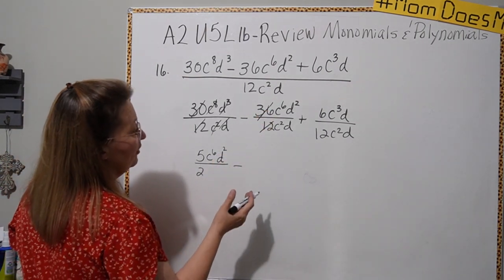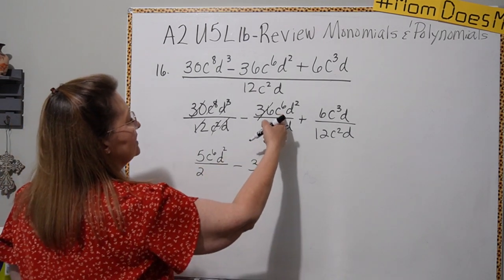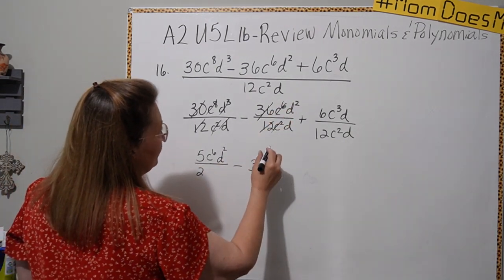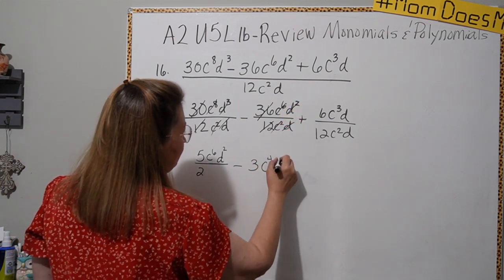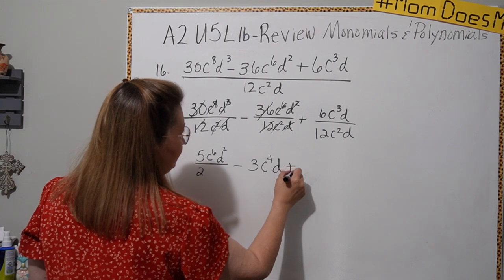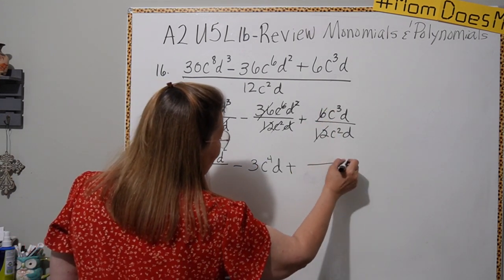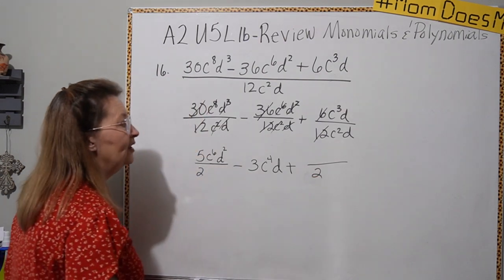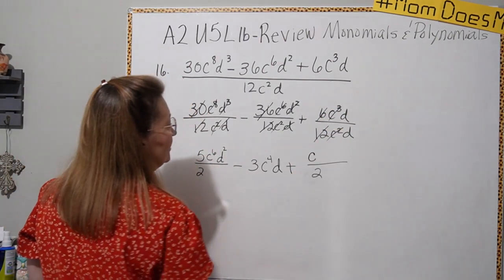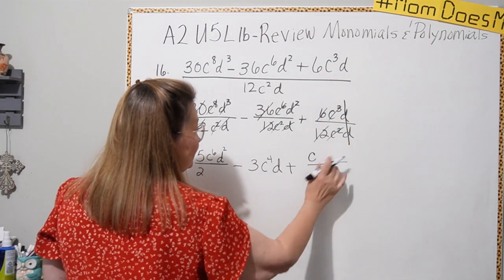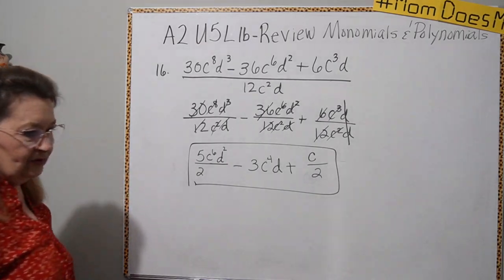My next one, 36 over 12. Well, 12 will go into both of those. That'll be 3 on the top. And c to the 6th over c squared is going to be c to the 4th. D to the 2nd over d is just d to the 1st. Now my last term. I have 6 over 12, so that's going to reduce down and the 2 will be on the bottom. C to the 3rd over c squared will leave me c on the top, and the d's cancel out totally. So that's your final answer.